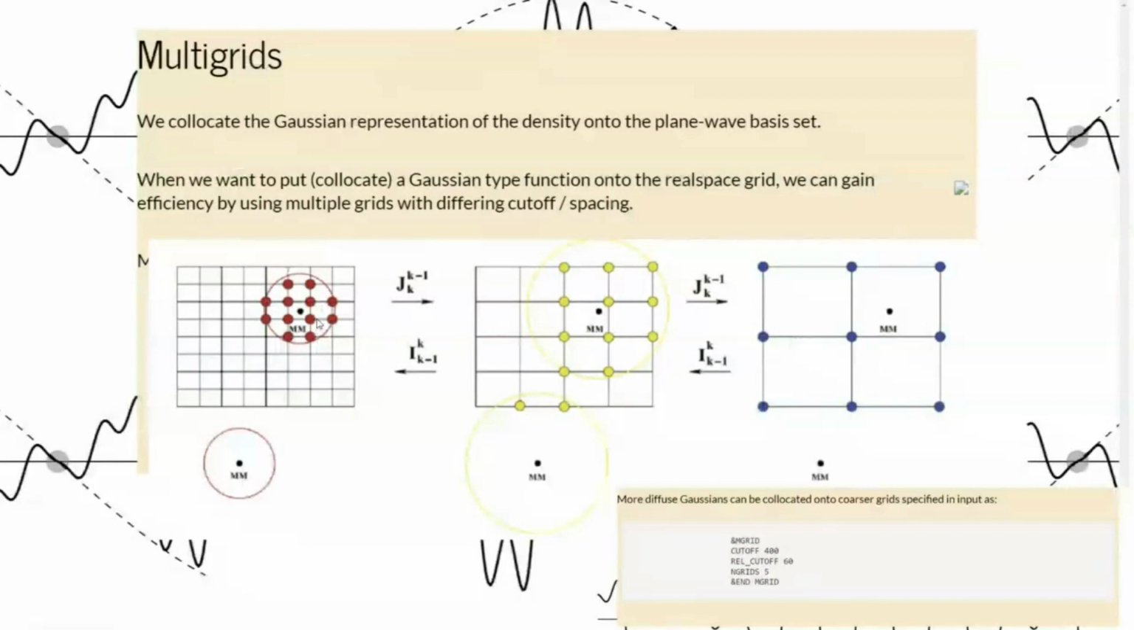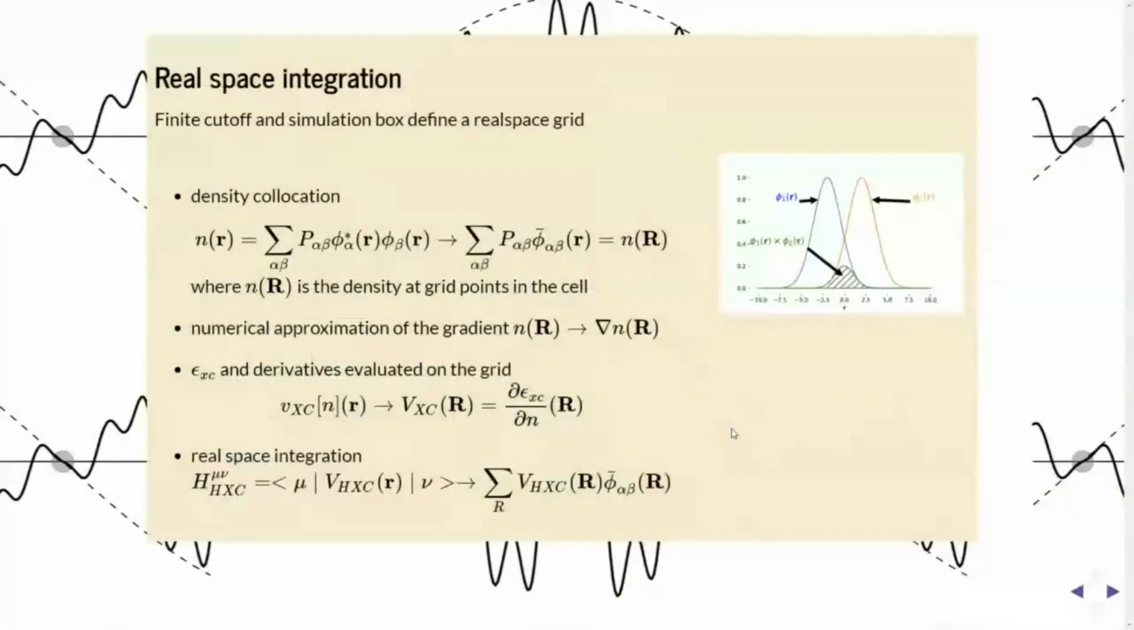We add it up for all the Gaussians, and we end up with a plane wave or a grid representation of the density that, if everything is set up properly, is numerically equivalent to the Gaussian representation. This is called co-locating, putting the Gaussians onto the grid. So that is the step where, as well as defining the Gaussian basis sets, we define this multi-grid thing, this set of grids that we're going to map the Gaussians onto to get this equivalent representation using these regular grids. And why do we do that?